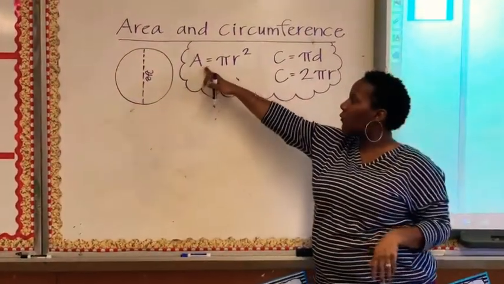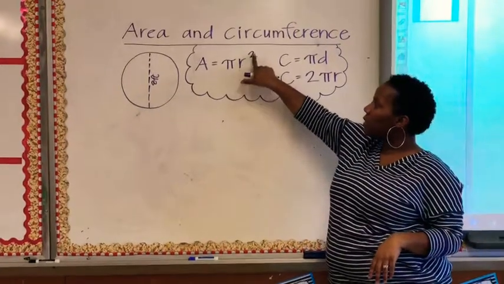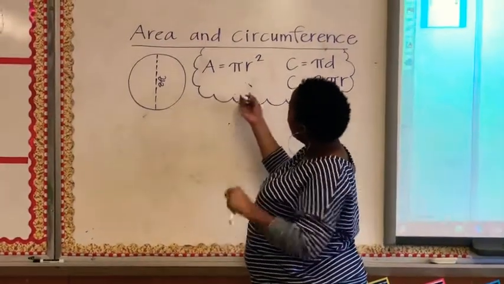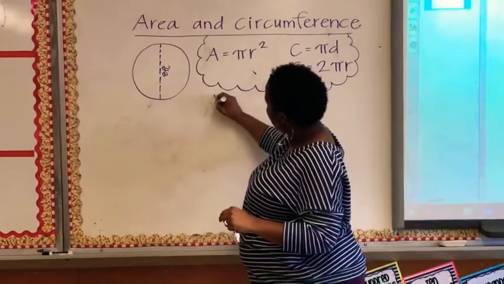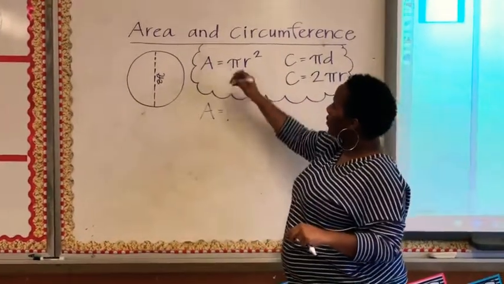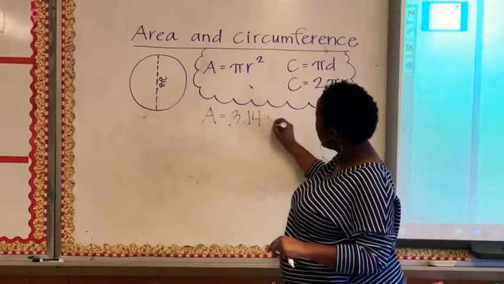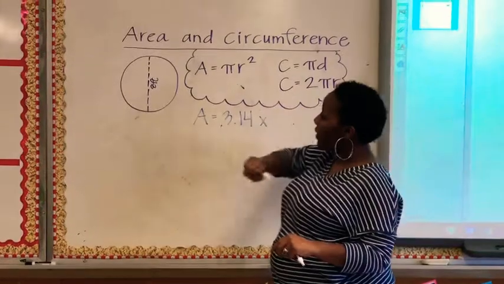And right here we have our formula that says area equals pi times radius to the second power. And so we're going to take that formula and we're going to plug in our information. So we know pi is 3.14 times our radius to the second power.